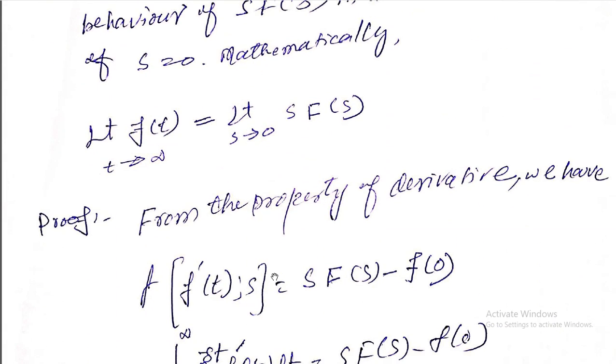Mathematically, the limit of f(t) as t tends to infinity equals the limit as s tends to 0 of s F(s). So we have to prove this. In the initial value theorem, we had 0 here and infinity here, but now we have changed this. This is from 0 to infinity, and this is from infinity to 0.